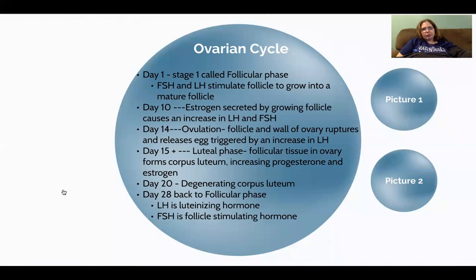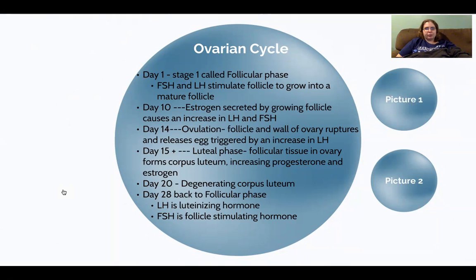So the first thing we're going to talk about is the ovarian cycle. The ovarian cycle looks at, as it says, the ovary and how it matures eggs in order to allow them the possibility of fertilization. So it's roughly a 28-day cycle. Day 1 is what we also call stage 1 or the follicular phase.